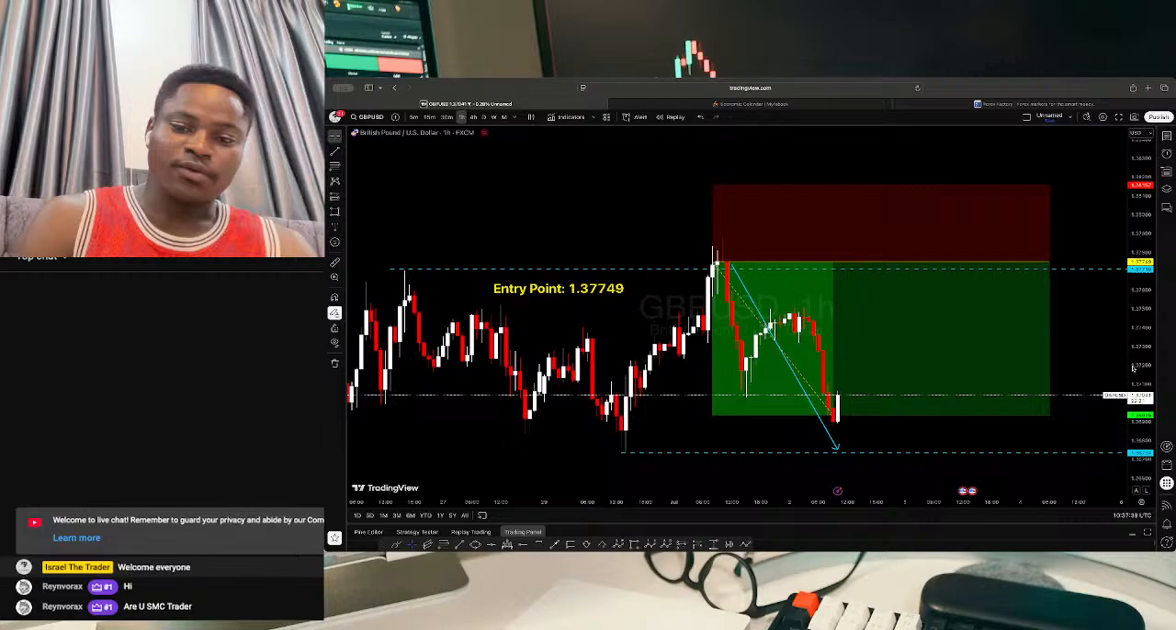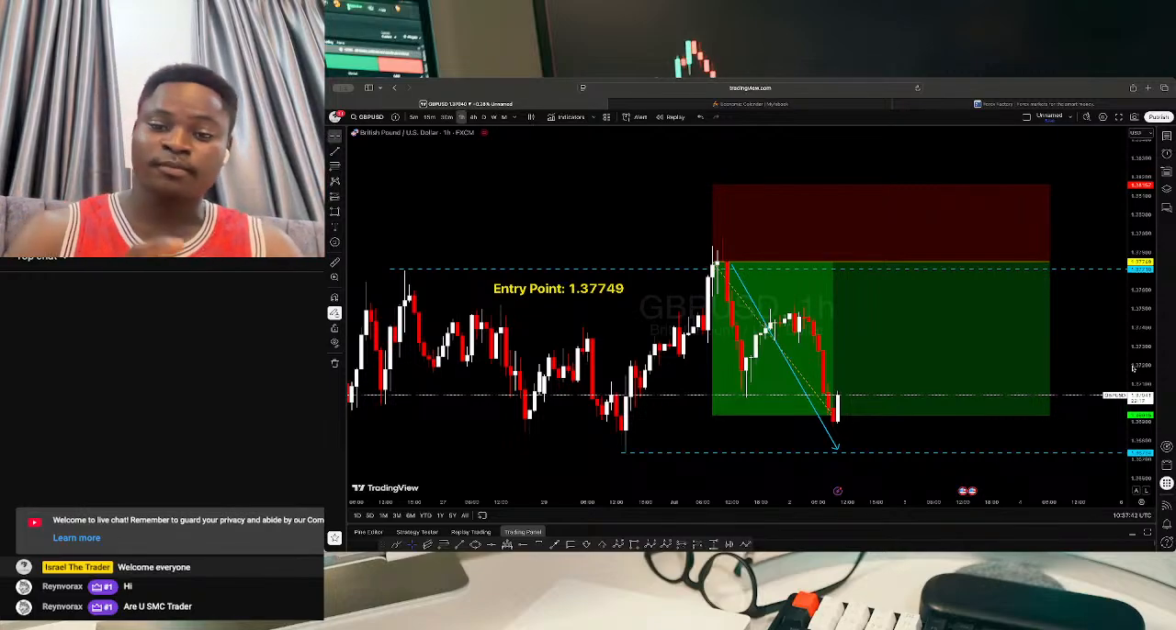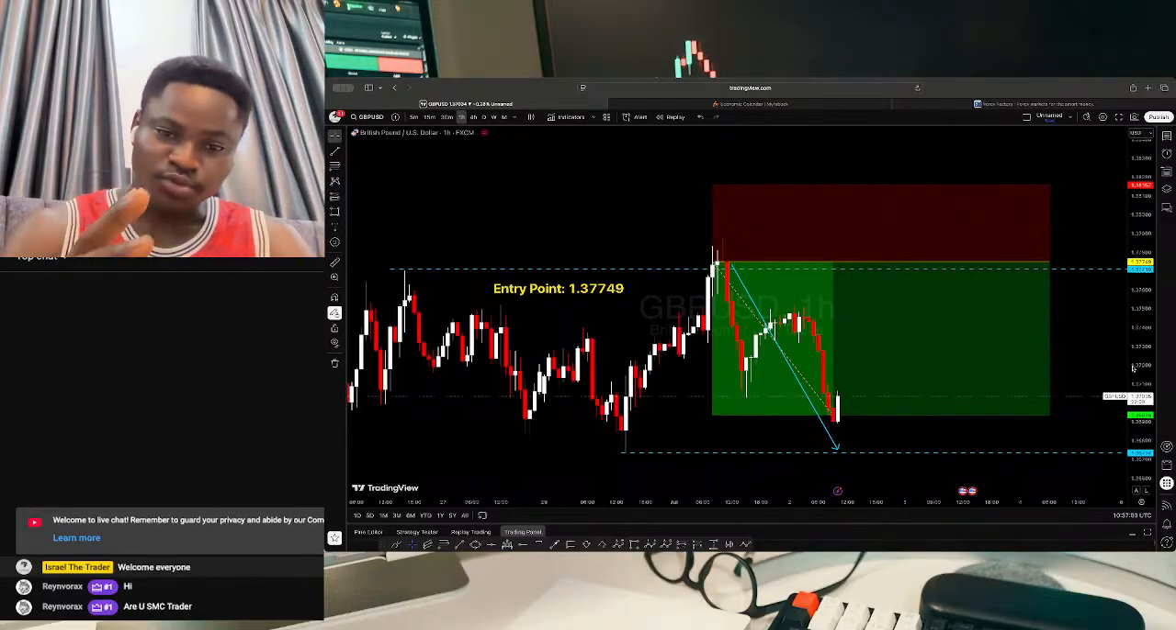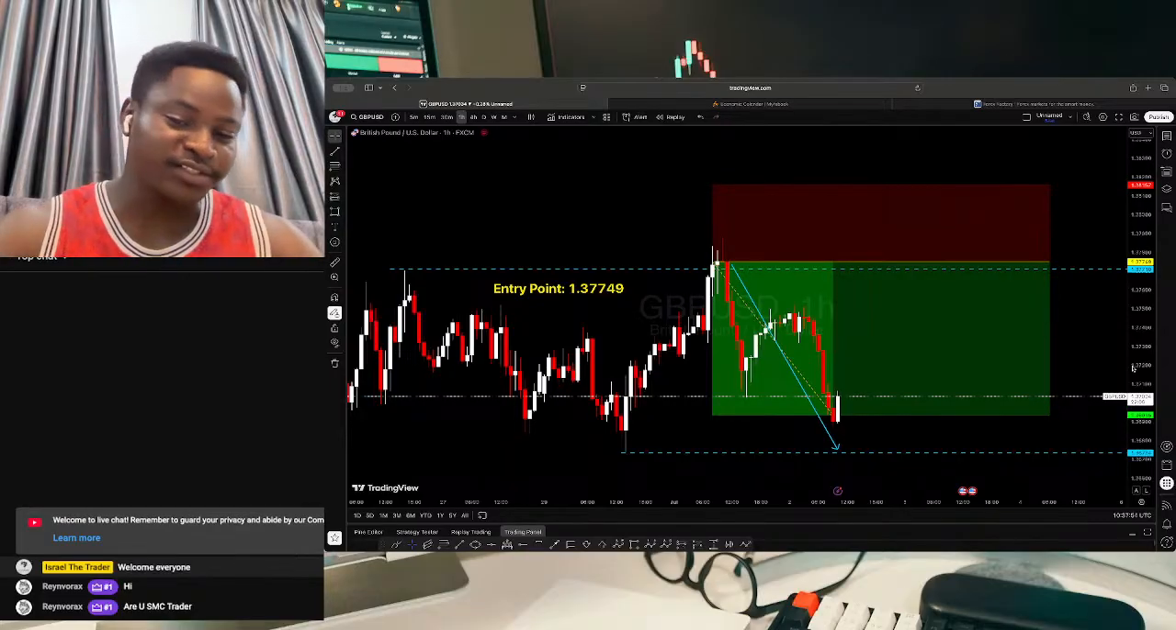So basically, how I trade is I trade with market structure, market pattern, candlestick patterns. These three things is what I actually combine to trade in the forex market for the past 8 years now. I started trading since 2017.